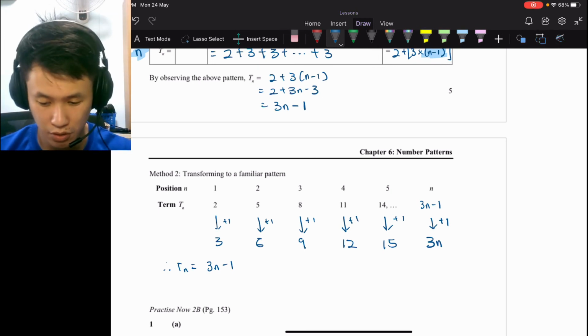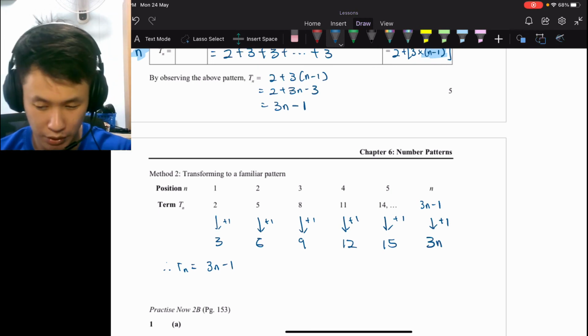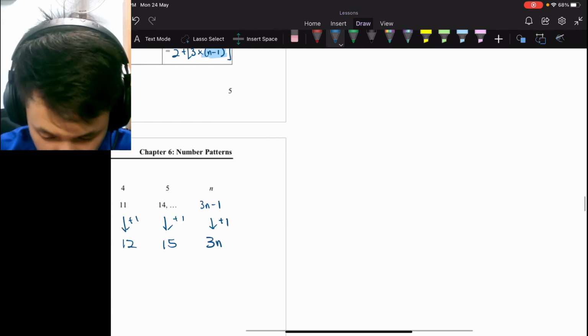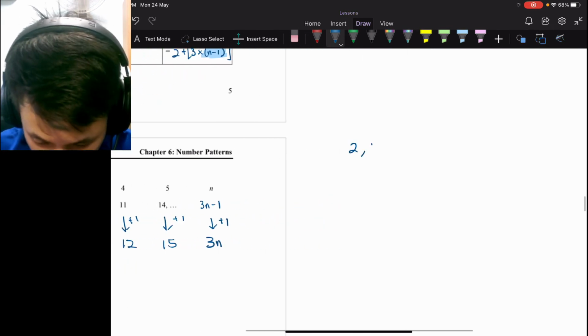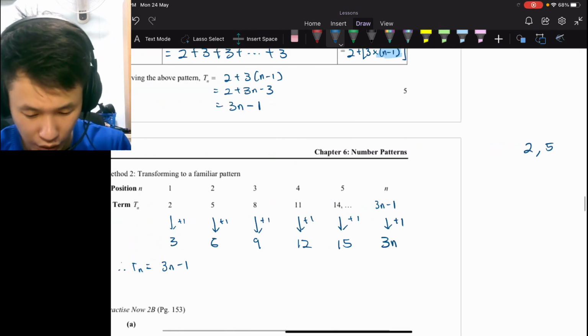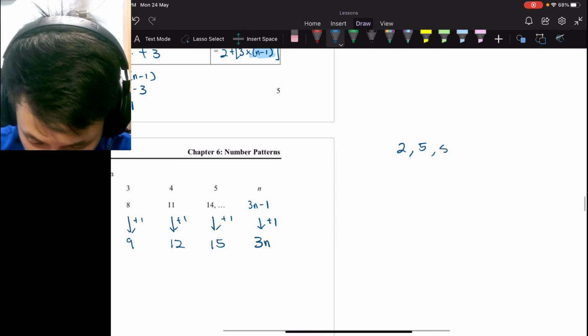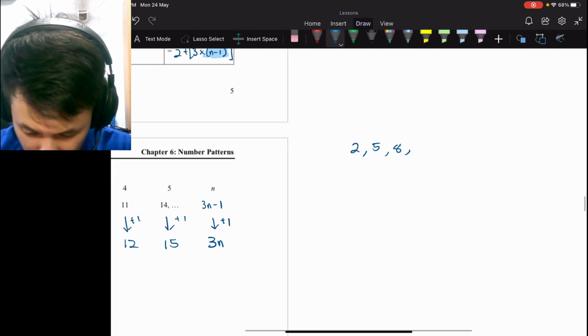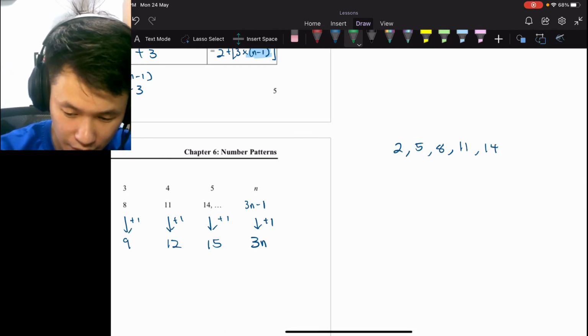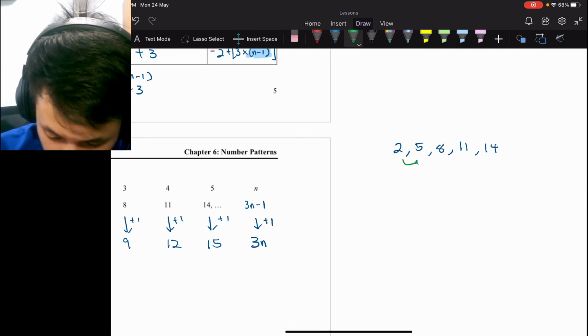I'm going to introduce you to a third method. You may want to do this. So I'm going to use this side here. I'm going to write down. The first step is always to write down all the terms. So 5, 8, 11, 14. Now, of course, the second step: what is the common difference?